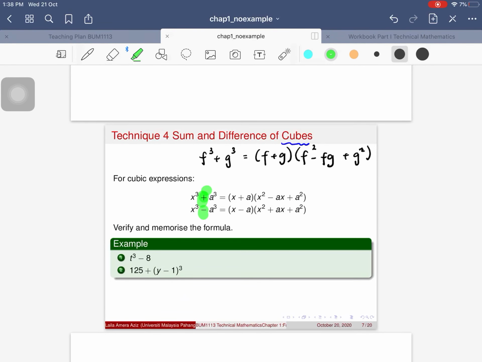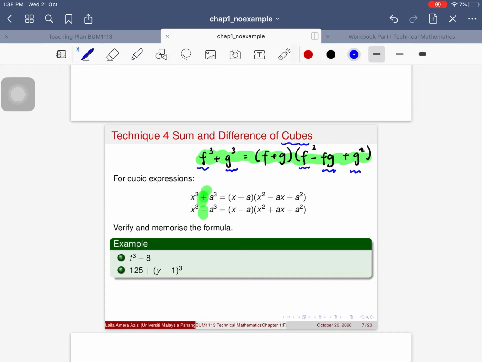If I'm not using x or a, this will be in a more general form right here. If you have f cubed plus g cubed, it is going to equal f plus g multiplied by f squared, and in the middle is going to be the product of both of these functions. At the front is going to be the first function squared minus the product of both, and at the back is going to be plus, the second function squared. But you have to memorize this.